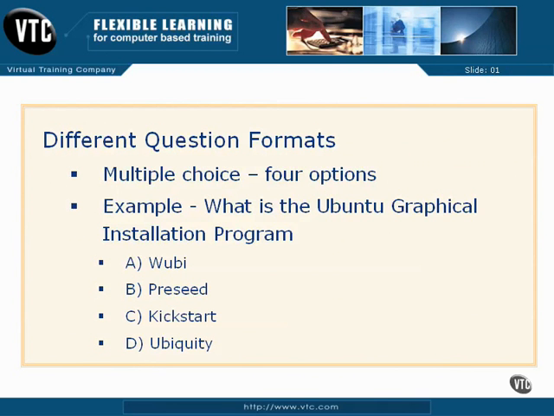Here's an example question on the name of the Ubuntu Graphical Installation Program. The answer to this question is Ubiquity. Remember, Wubi is the installer for Ubuntu in a Microsoft Windows system. Preseed and Kickstart set up automated answer files for an installation.